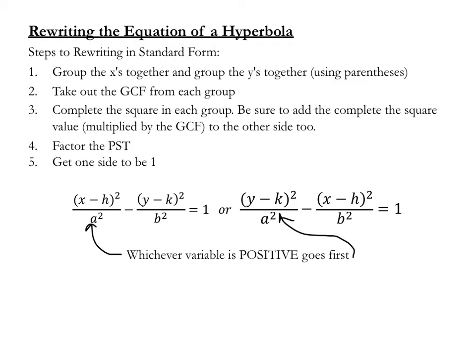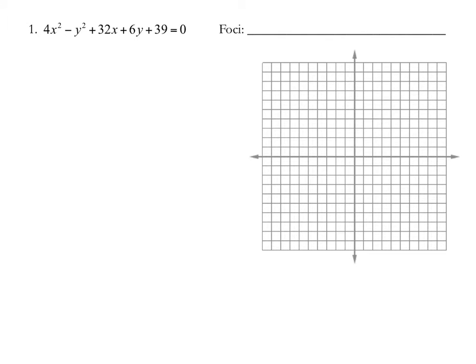But what you're going to notice is different here is whatever the positive variable is, that should always go first, because we want to keep this minus sign in between them. The positive variable, whether it's x or y, that should always be what goes on the left and goes first in the equation. So we're just going to go through 2 examples.